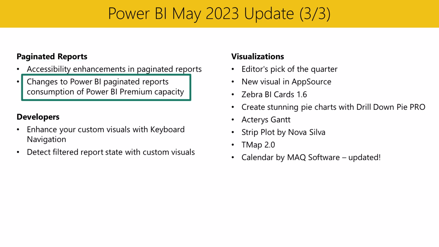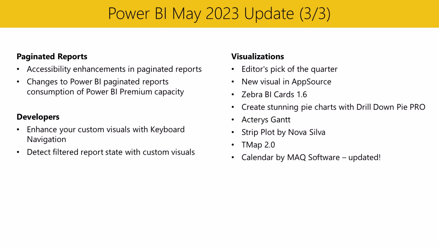Next, we've made changes to the Power BI paginated reports consumption of Power BI Premium capacity. Our goal with the adjustment was to move to a measurement unit that was simpler to understand, closely related to user actions, and easier to manage report execution time. As a result, most customers are seeing a net reduction in resource consumption for the same paginated report workload.